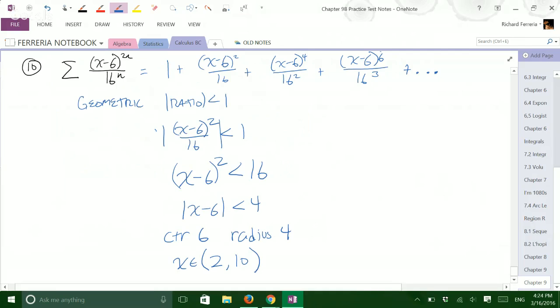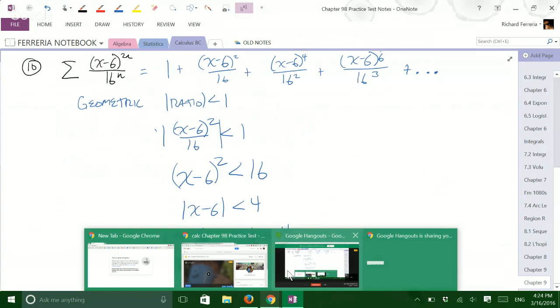Yeah. I thought the ratio was because it was 16 to the nth power. How do you know, like, why wouldn't it be? If n only appears as a power, it's going to be geometric. You're welcome.